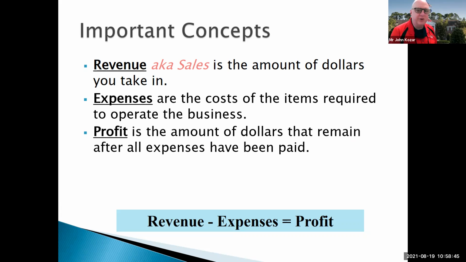So some definitions that we start off with is revenue, which is also known as sales. That's the amount of money, dollars, credit cards, checks that people give to you after you serve them food and beverage. Expenses are going to be all of the costs of the items required to operate your business. So every type of supply that you have to buy, ingredients to make the food, all your beverages, your equipment that you have to purchase.